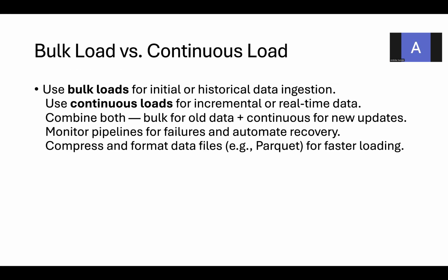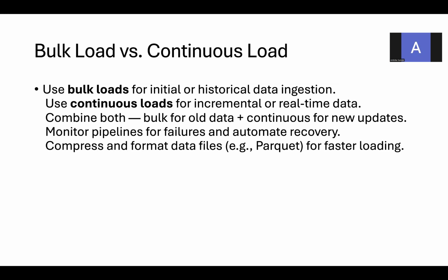Use bulk loads for initial or historical data ingestion, if I want data for a few years. Use continuous load for incremental data. For example, if I want to see the data for today in the reporting, that time only you have to go for continuous data loading. Combine both: bulk for old data and continuous for new updates. You can use these two strategies together in a real-time example.